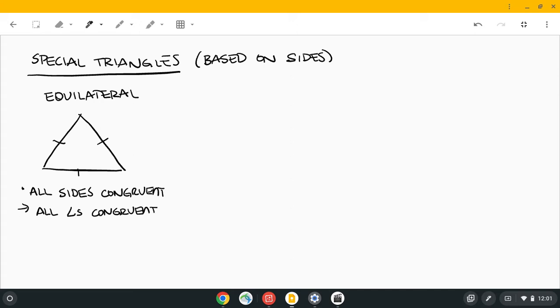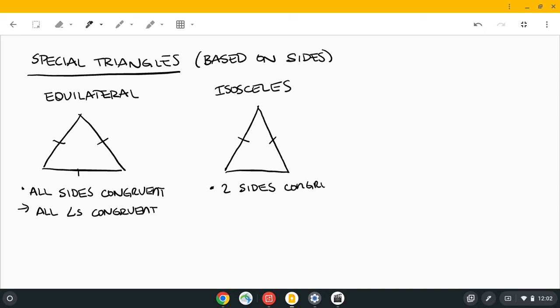And then isosceles. In the isosceles triangle, not all three sides are congruent, but two of the sides are. If you remember the symbol for congruent, you can use that instead of spelling out the word. Two sides congruent. And that implies something as well: if you have two sides congruent, then the two base angles are congruent.